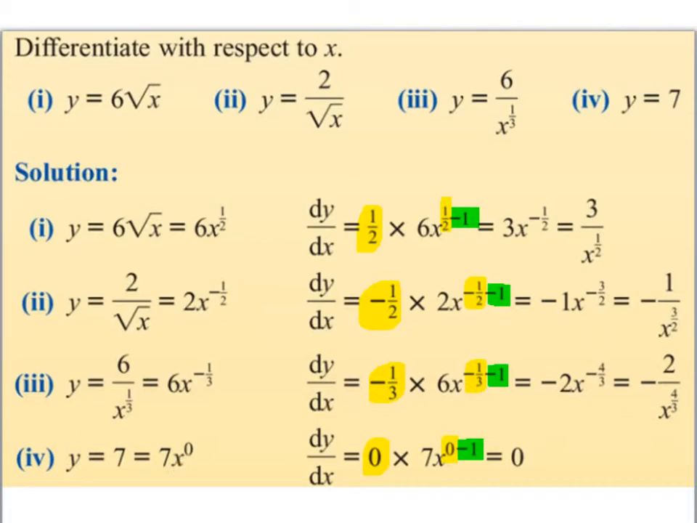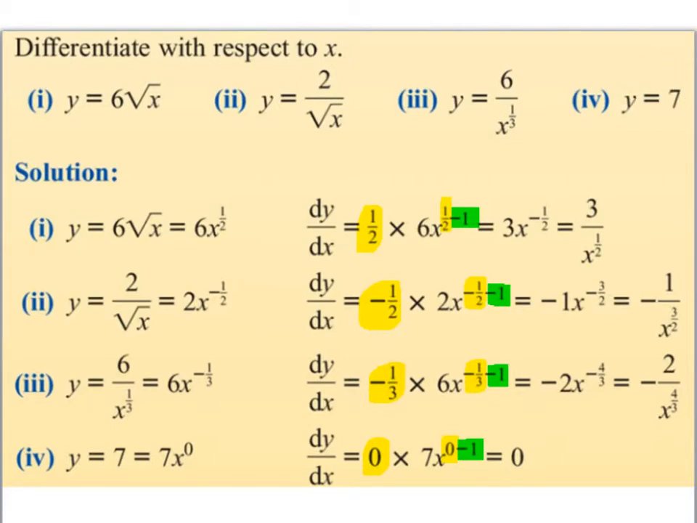So we bring the power down in front, the 0 comes down in front, we reduce the power by 1. 0 minus 1 is going to be minus 1. And anything multiplied by 0 is just going to be 0. Or another way of looking at it is you can't differentiate with respect to x if there is no x.